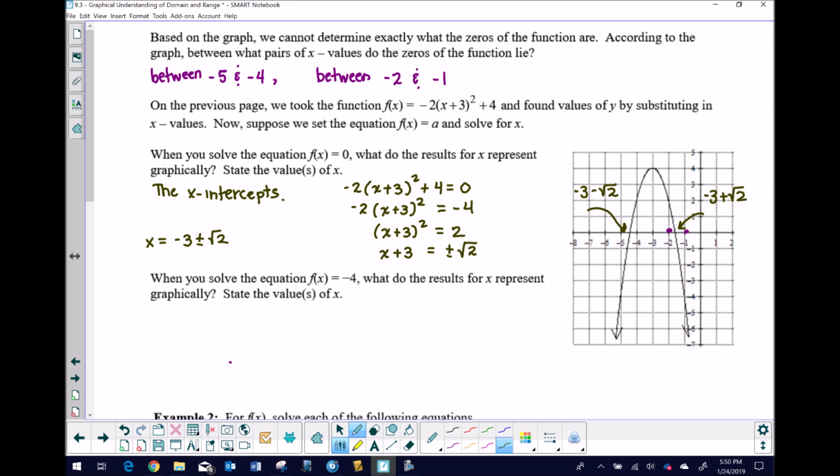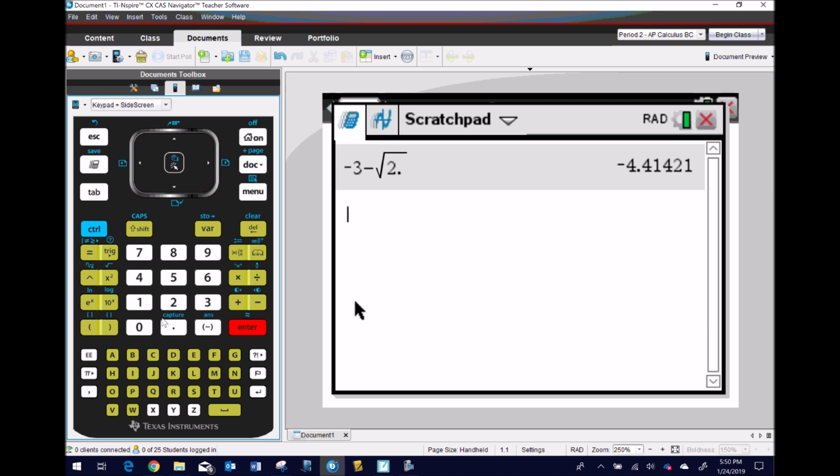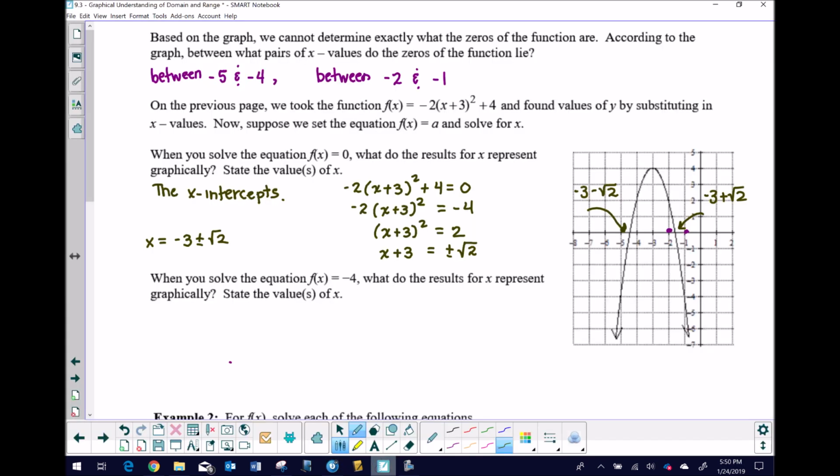Now, I'm going to switch over to a calculator mode here, and I'm going to type in both of those results. Negative 3 minus the square root of 2. And I'm going to put a decimal point in there so that I can get decimal output on the TI Inspire. When I do that, I get the answer negative 4.4. Now, if I switch back, does that look like it would be about at negative 4.4? And the answer certainly is yes.